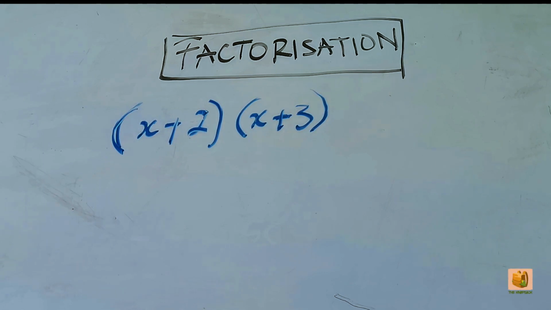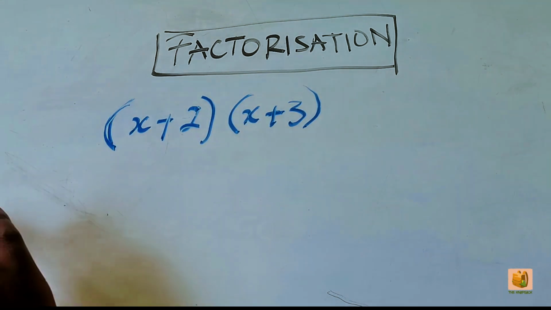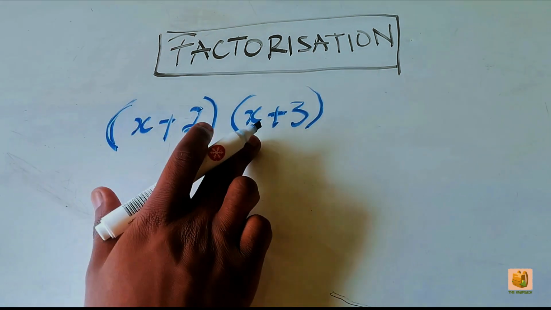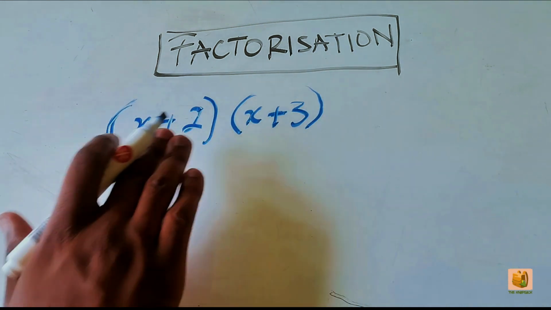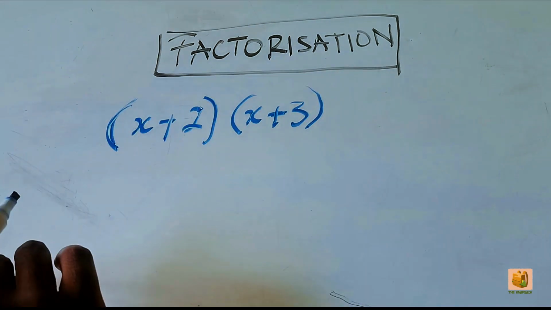Now, if you want to know about factorization, it's pretty simple, but you also need to know what expansion is. So right now I'm going to expand this. How you expand this, I'm sure you've seen this before. It's pretty simple. This bracket is multiplying this bracket. You just have to multiply each component of this bracket with that bracket.